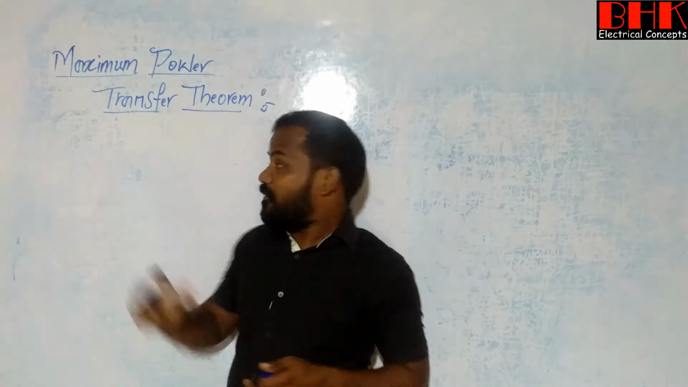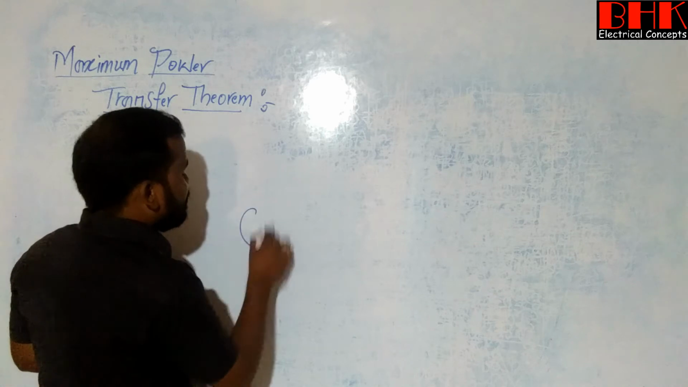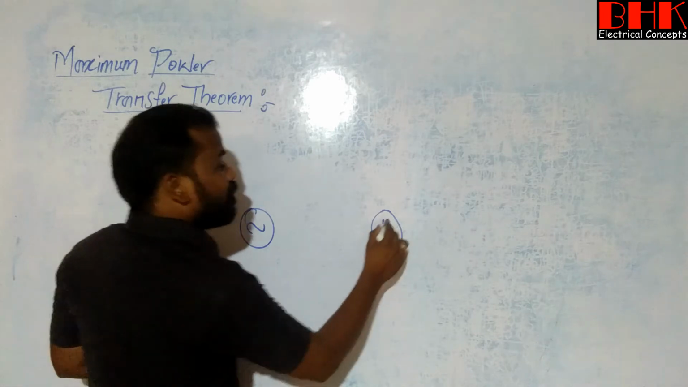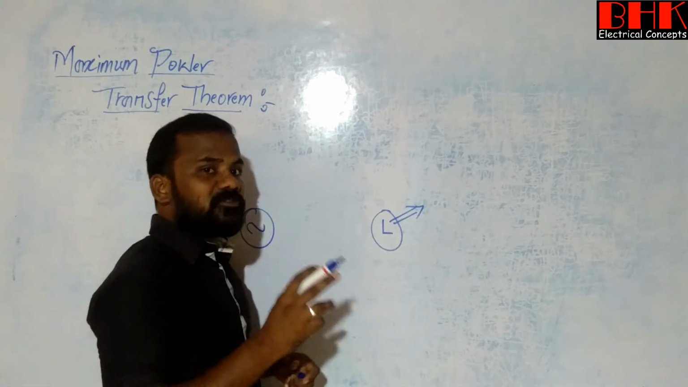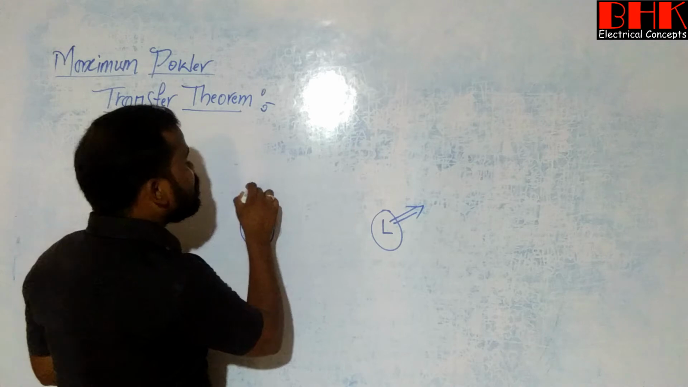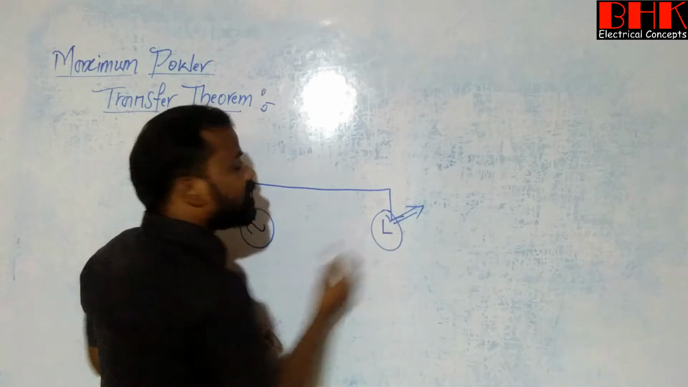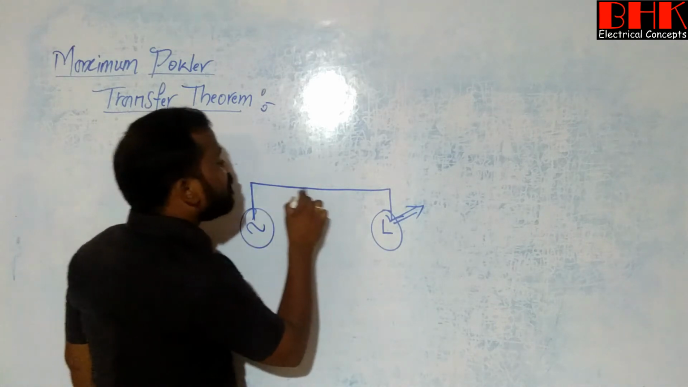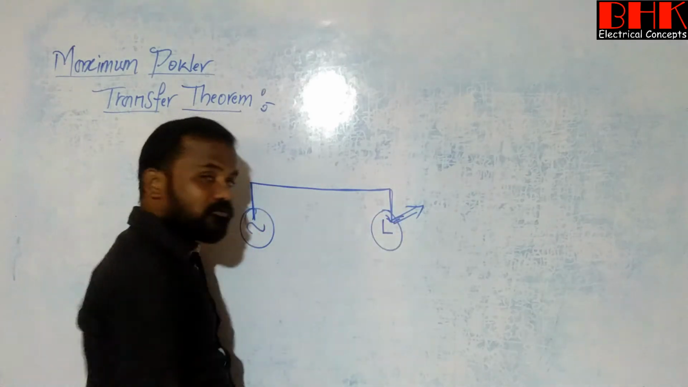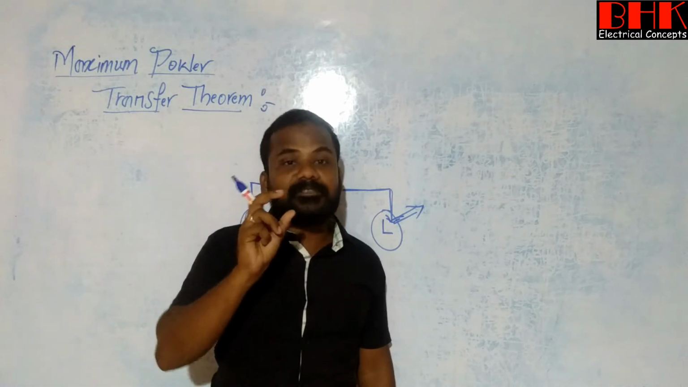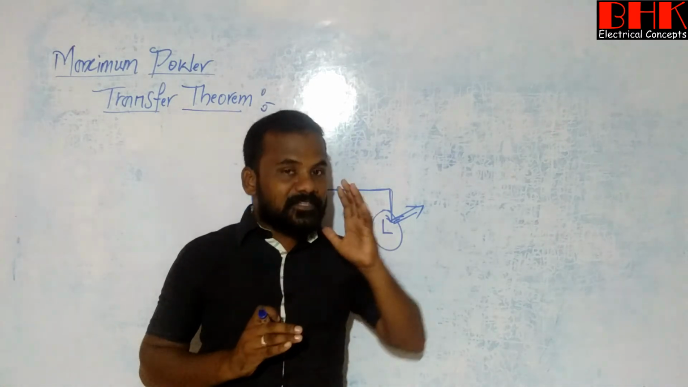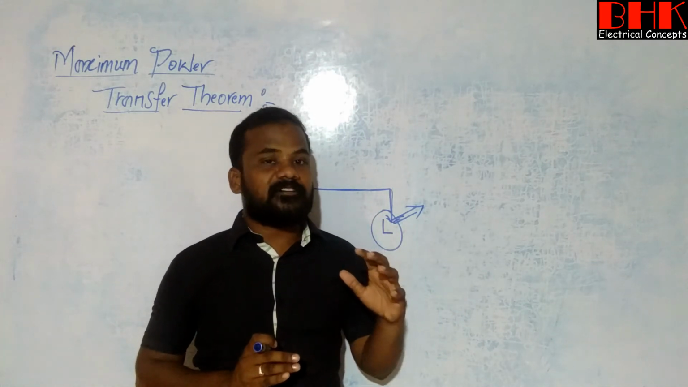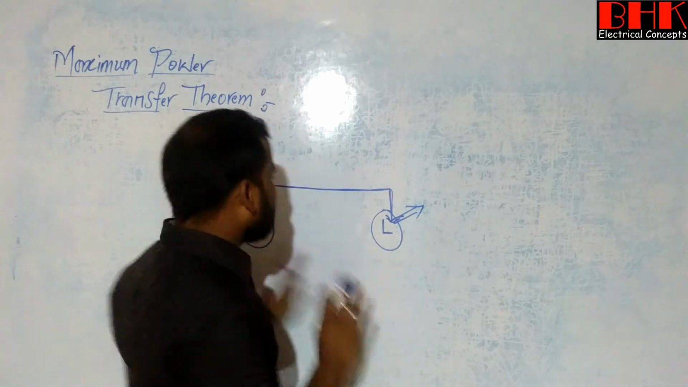For example, this is the source and this one is the load. When the load requires the maximum amount of power, then we need to transfer the maximum amount of power from source to load. But whenever we transfer maximum power from source to load, we have to maintain some conditions, because with the help of those conditions only we can transfer maximum power from source to load.